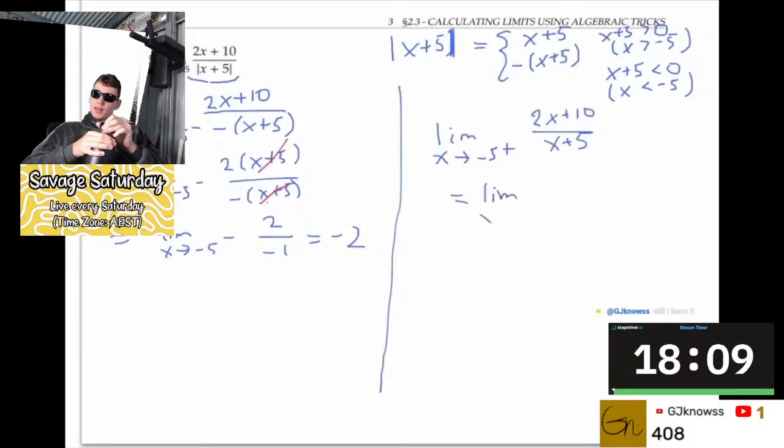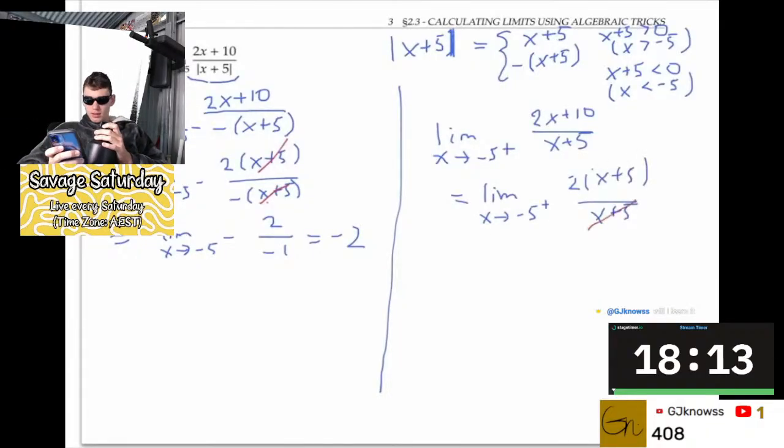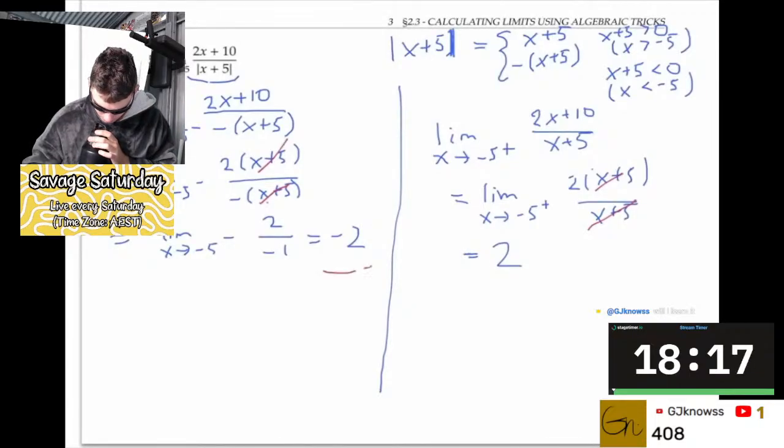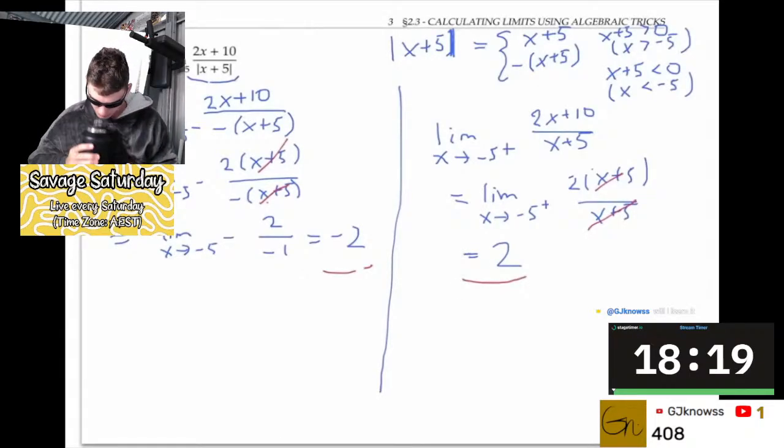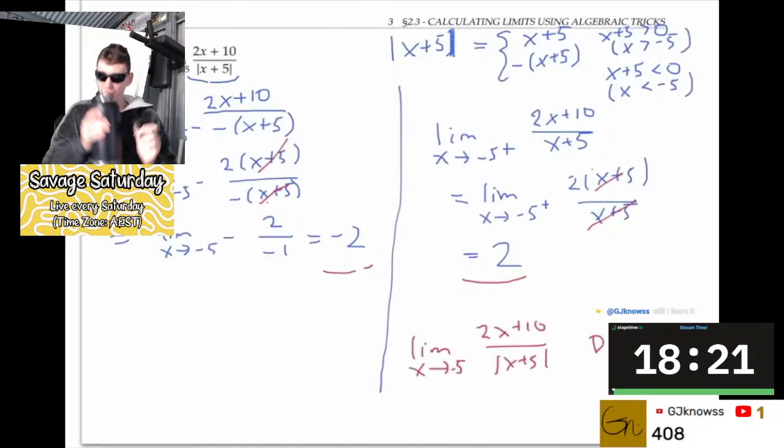And again, factoring the numerator and canceling the x plus 5, we just get a limit of 2. So we have a left limit and a right limit that are different. And so in this example, the limit does not exist.